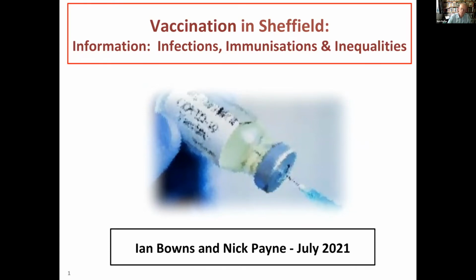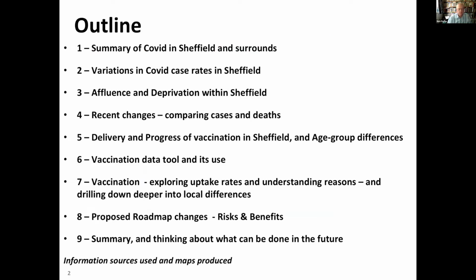So to start off, we're going to cover quite a lot. This is here really for people who look at this presentation afterwards, and to remind me what we're going to talk about. Basically we're going to do a summary of COVID in Sheffield, variation in COVID case rates, the affluence and deprivation within Sheffield and how that might affect case rates, and then changes in cases and deaths recently, and the delivery of the vaccination programme. Then we're going to go to Ian, who's going to demonstrate the vaccination data tool, and I'll leave the rest of what Ian's going to talk about to when Ian takes over. So I'm going to go through the first half of these slides, points 1 to 5.